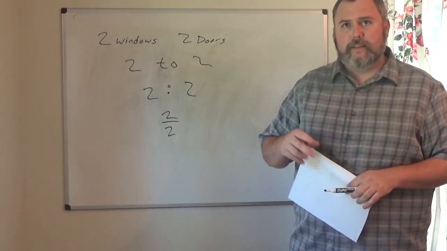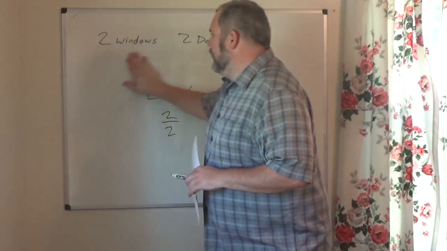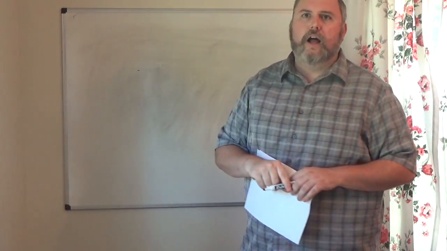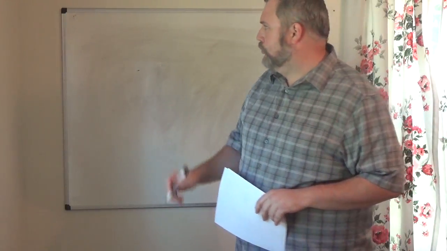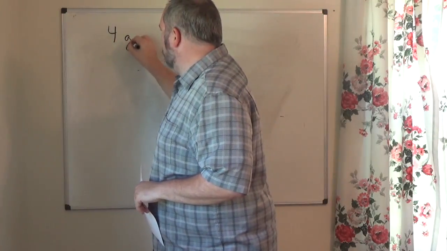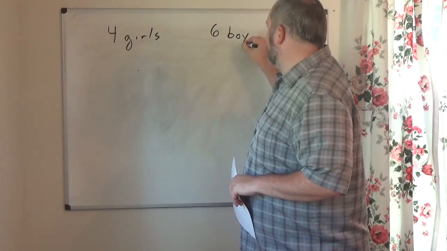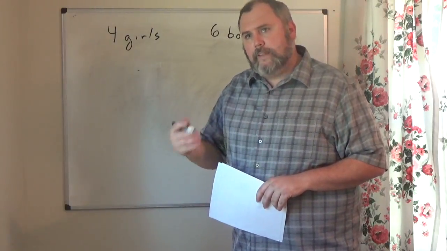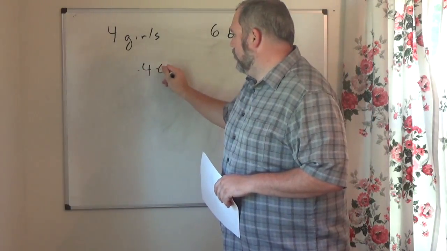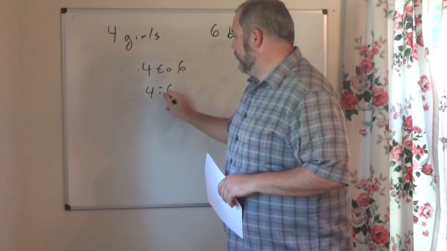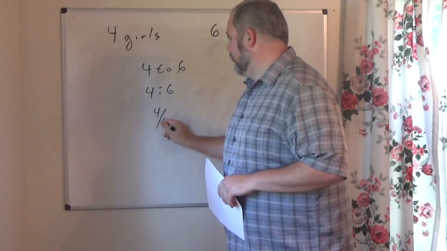So let's do another type of example. Let's say, for instance, we have a class of 4 girls to 6 boys. 4 girls, 6 boys. I can write this like this: 4 to 6. I could write it as 4:6 or 4/6.